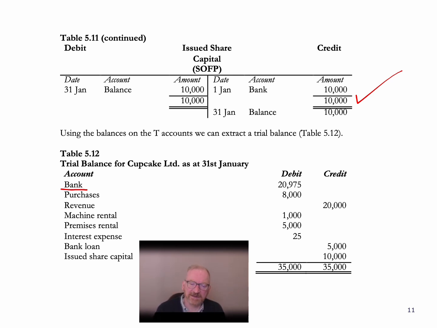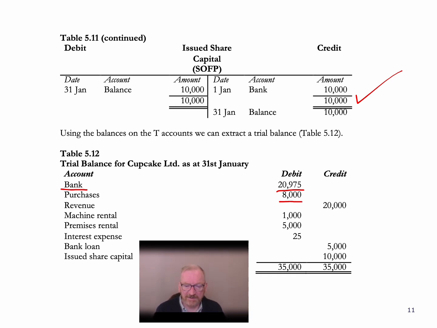So the bank has ended up with a debit balance of 2975, and that makes sense because we looked at earlier on using the shortcut. We looked at the balance, the amount that we'd expect to be in the bank, and that is 2975.